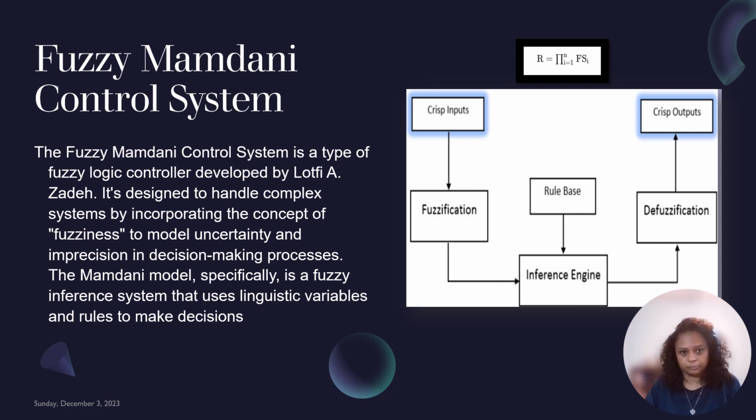Now the last step is the defuzzification step, and that involves creating a crisp output from a fuzzy output values, and we refer to this procedure as defuzzification. Defuzzification can be accomplished using a variety of techniques, including centroid, mean of maximum, and others.